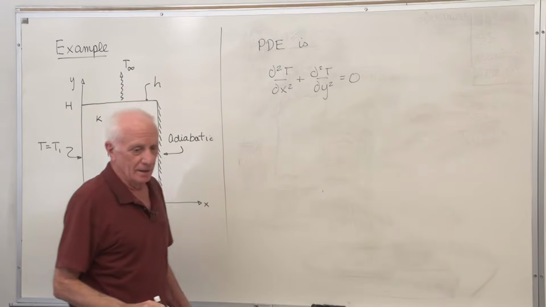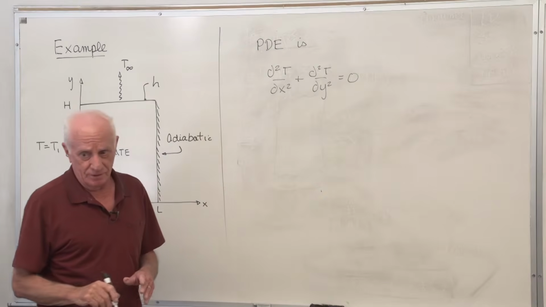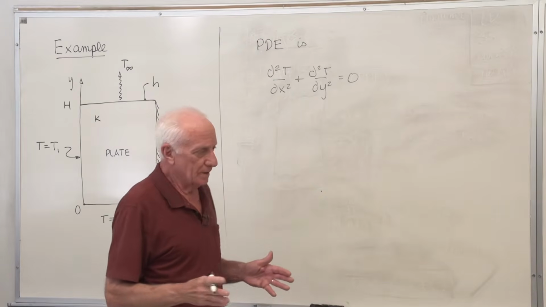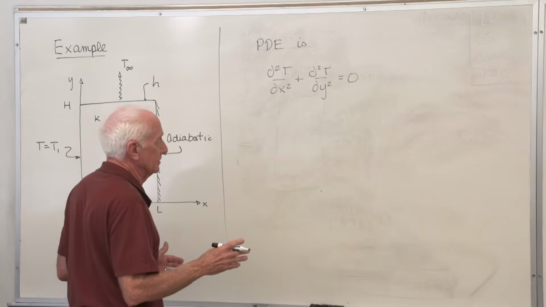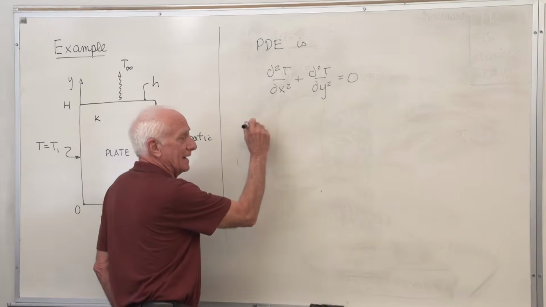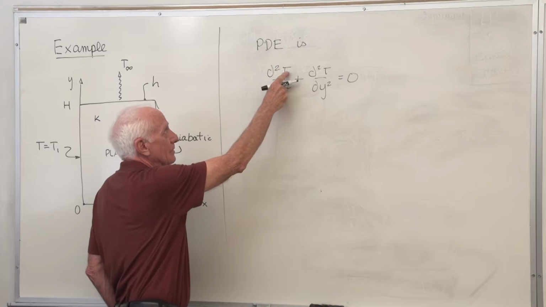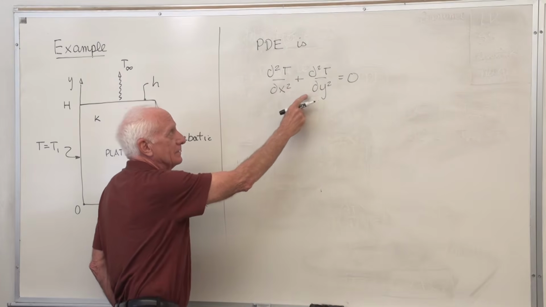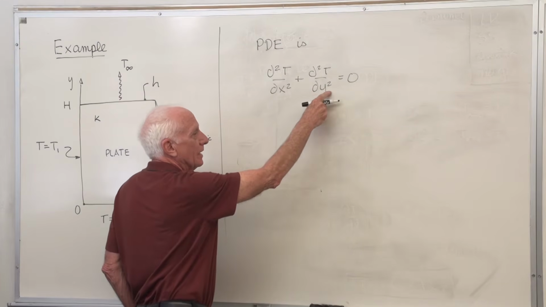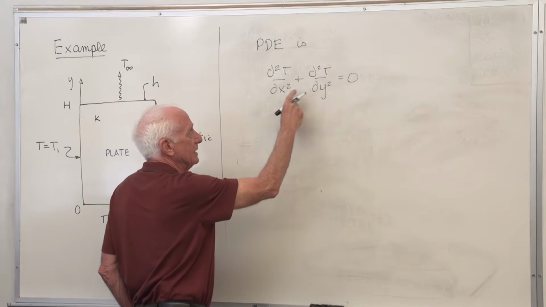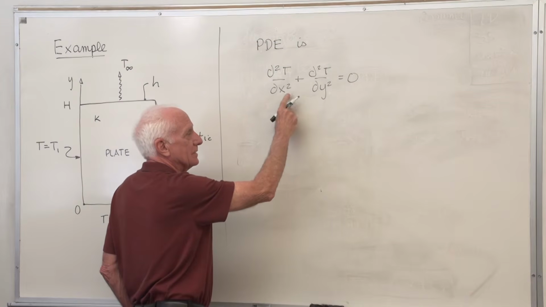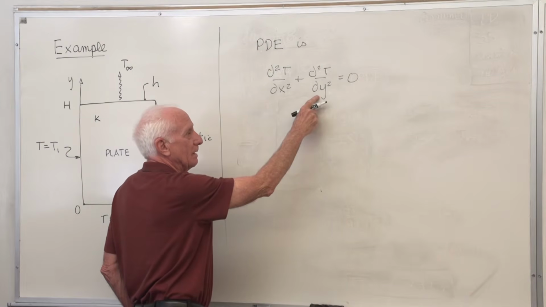Okay. I don't need an initial condition. This is not a time varying problem, but I do need boundary conditions. So I need 4 of them. Here's why. Second order in temperature and X, second order in temperature and Y. So I need 2 BCs relating temperature to X and 2 BCs relating temperature to Y.